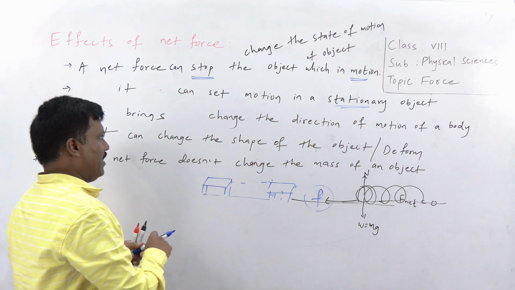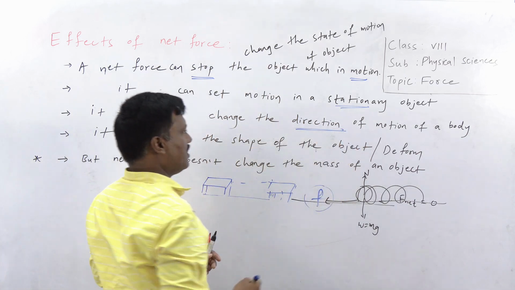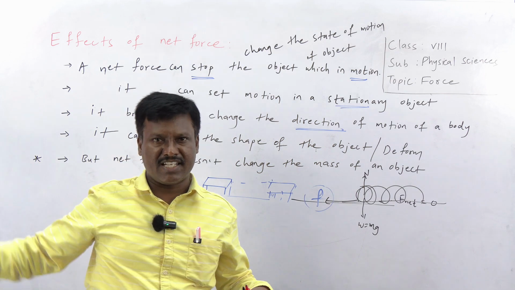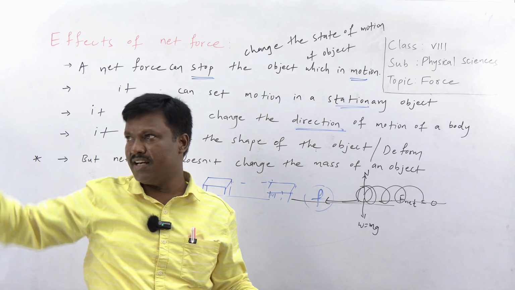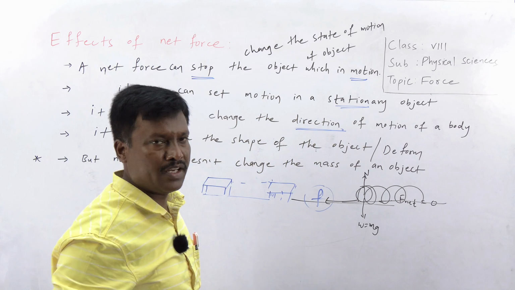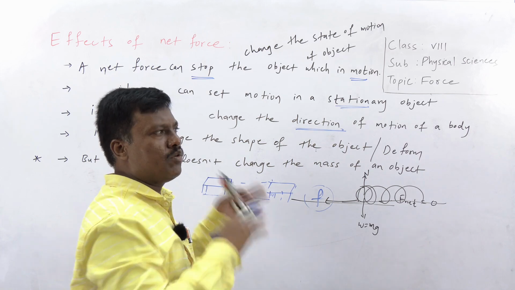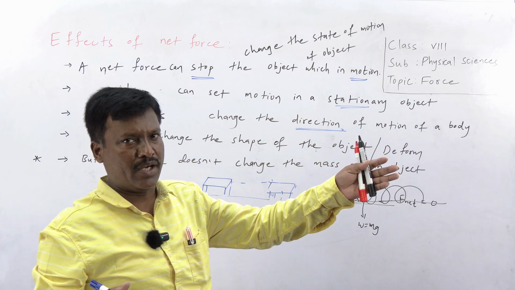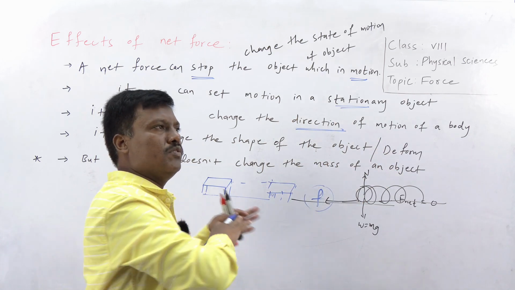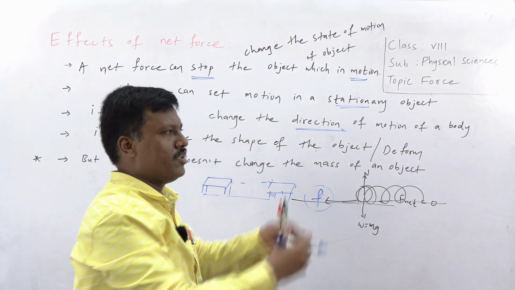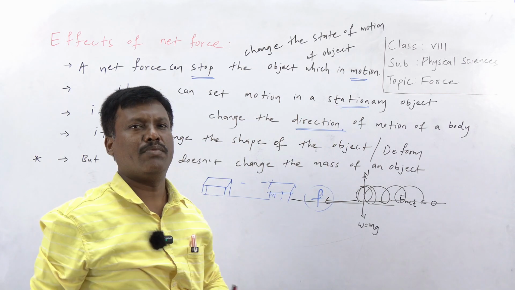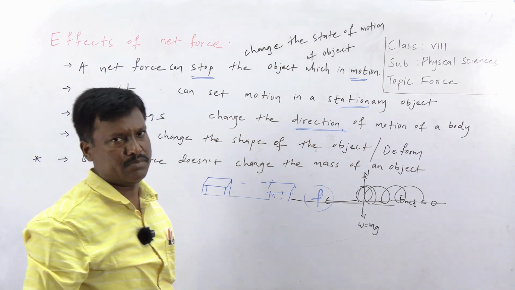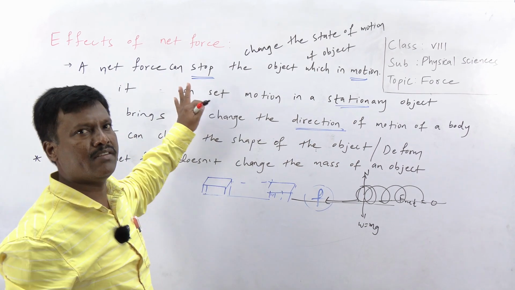Okay, and a net force can bring a change in direction. For example, this is a net. We are playing a football game. Here, I am the goalkeeper, right? So what is my duty? I have to change the direction of the ball. If the ball enters the net, the opposite team will get the point. So I have to change the direction of the ball. When the ball comes this way, I change the direction of the ball by applying force, right? So a net force can change the direction of motion of the object. So these all happen with the net force.